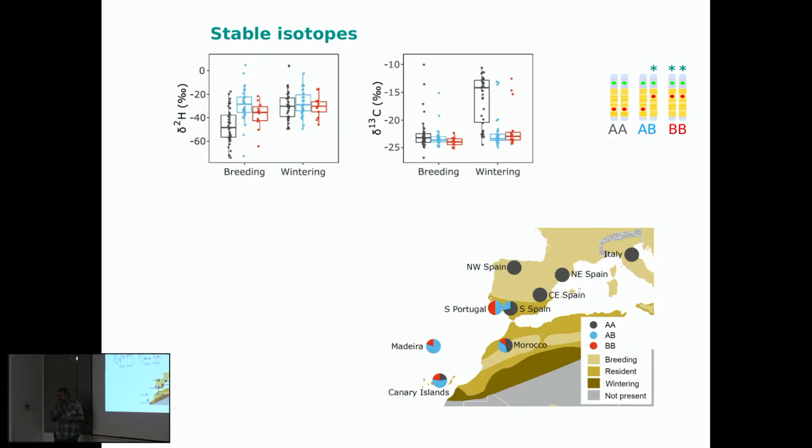This is just for two of the isotopes. We see here the deuterium and carbon. And let's look at the black box. That is the quails without the inversion. There is a big difference between the feathers from the breeding grounds and the wintering grounds, and even larger for carbon. But the other ones do not show any difference.